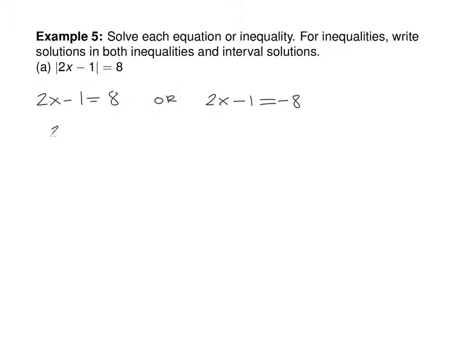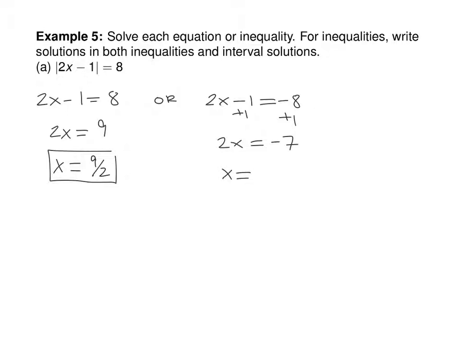So the first one, you got 2x equals 9, right? And x is equal to 9/2, yep. We're going to practice using improper fractions, woohoo! And the other one, what happens when you add 1 to both sides? What do you get? -7. -7, great. And your answer on that one is -7/2. And notice that they're not exact opposites, right?